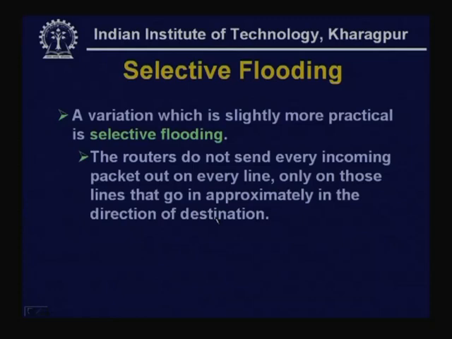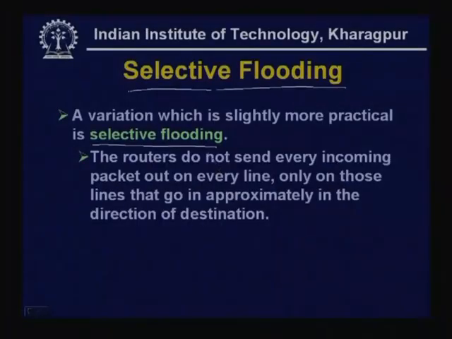Now, another approach which is some modification of flooding is known as selective flooding. It is a variation of the flooding technique. What it does? The routers do not send every incoming packet out on every line, only on those lines that go approximately in the direction of the destination. In the example that we have discussed, we have seen a packet is forwarded in all directions except the one through which it has received the packet.